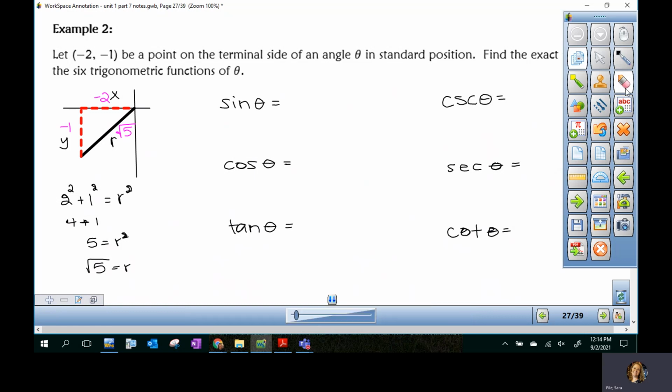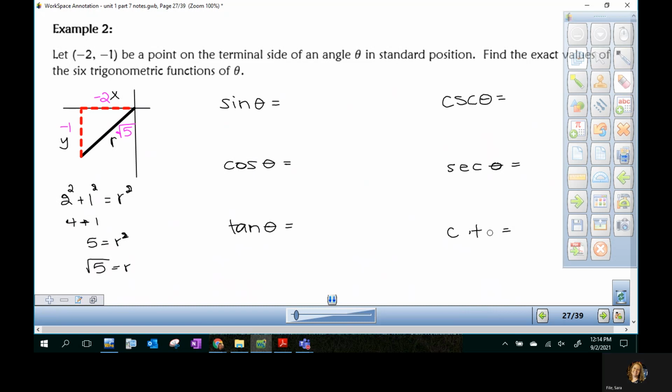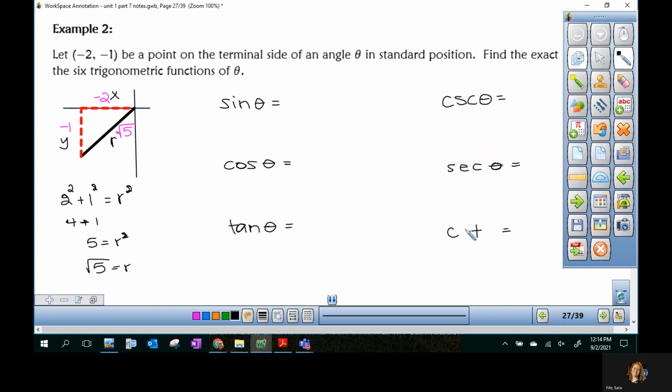All right, that's 2 minutes. Let's see how far y'all were able to get. Let me unfreeze y'all's screen here so you can see what I started with. All right, so you should have gotten that this point is in quadrant 3. So here's the sketch I did of the triangle. My terminal side goes to the point -2, -1. So the x is -2, the y is -1.